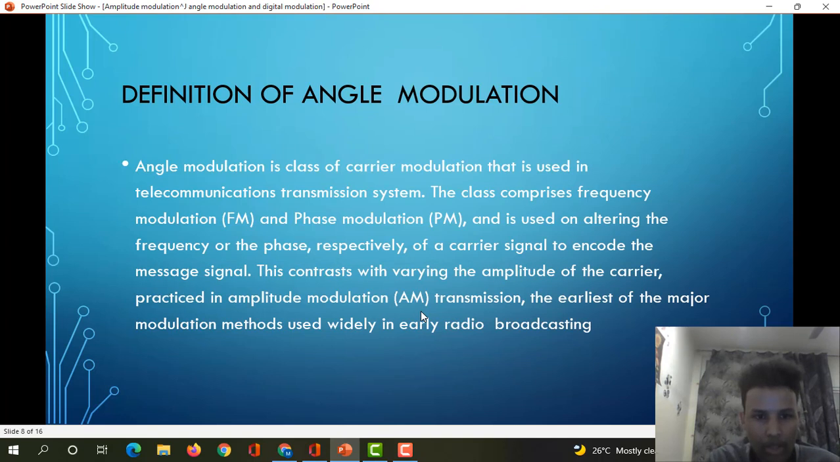So, angle modulation is a class of carrier modulation that is used in a telecommunications transmission system. The class comprises frequency modulation, FM, and phase modulation, PM, and is based on altering the frequency or the phase, respectively, of a carrier signal to encode the message signal. This contrasts with varying the amplitude of the carrier, practiced in amplitude modulation, AM, transmission. It is the earliest of the major modulation methods, used widely in early radio broadcasting.